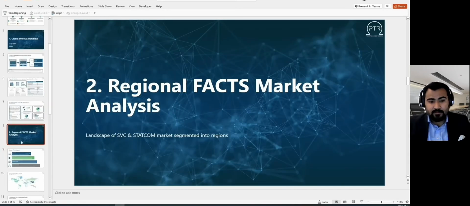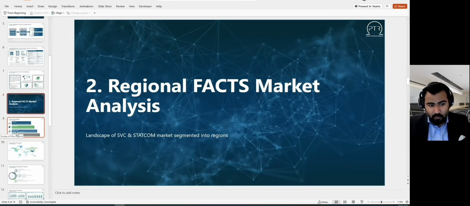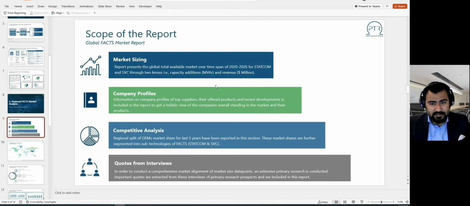Second, we're looking at the TAM analysis, or what's the overall regional market for SVCs and STATCOMs, where we're looking at market sizing in terms of capacity additions or MVARs, and then of course, dollar revenue, looking at company profiles of the key manufacturers of these devices around the world. We're also extracting different information on market shares in the last 5 years for different OEMs. And since a lot of the research is primarily research heavy, we're also including different key quotes from the interviews, which we believe are very helpful.